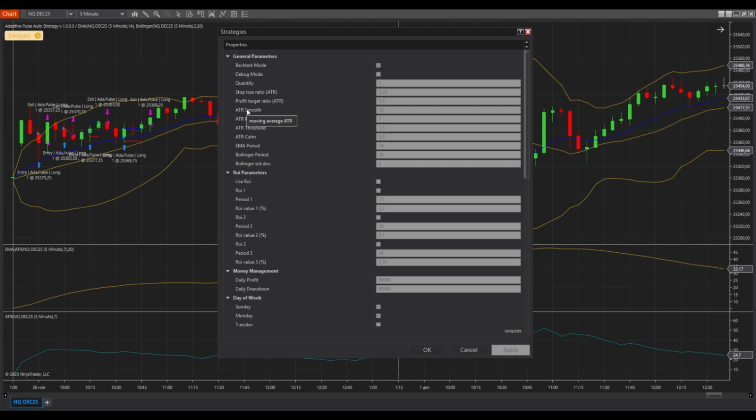ATR smooth applies a moving average to ATR to smooth readings. ATR period sets the look-back period for ATR. Longer periods smooth volatility. Shorter periods react faster.